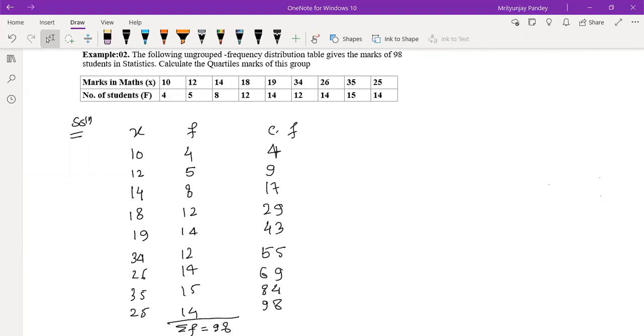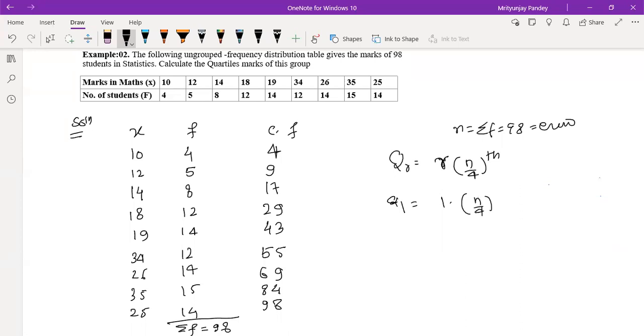So according to the formula of quartile, what is the formula of Qr? Here the answer is 98. So summation n is an even number. So for an even number, r into n by 4 term, right? Then you have to find Q1, that is 1 into n by 4 term, then Q2, and Q3. Understood? Yes, sir. Q2 is also called the median.